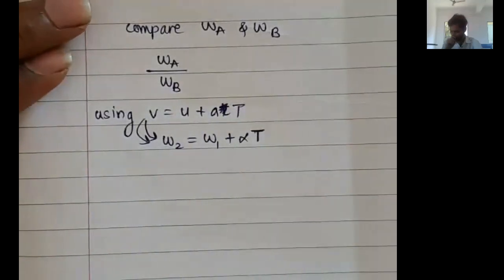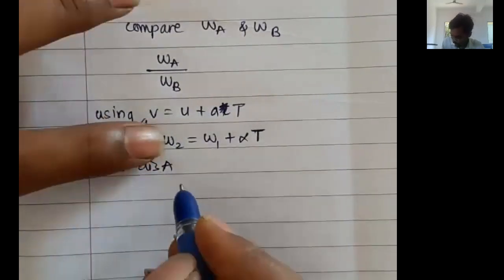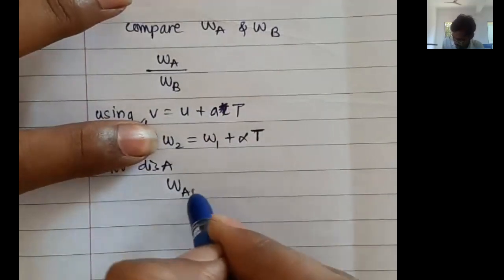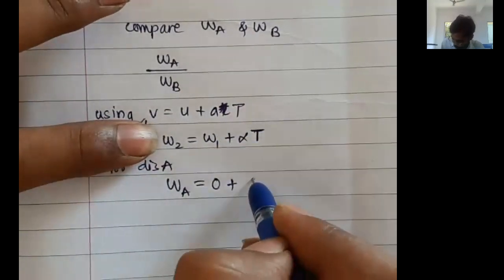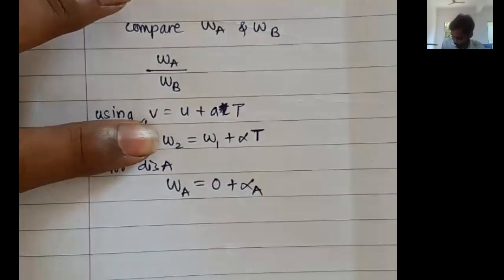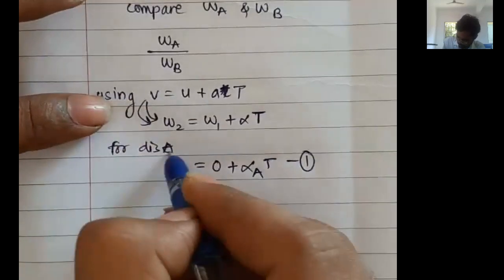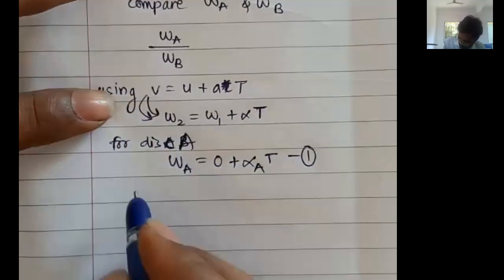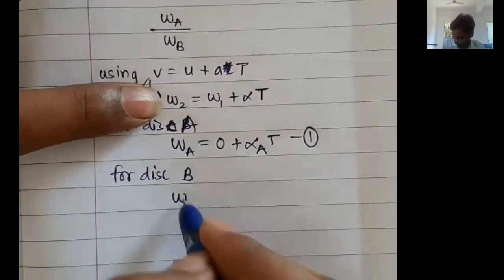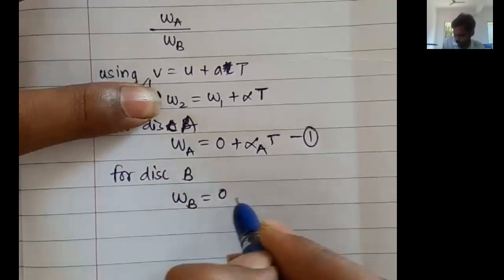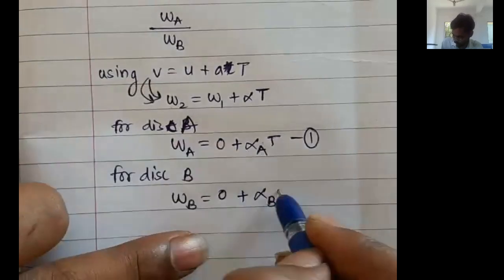Now here try to understand. For disk A, omega 2 means omega A. Initially both the disks were at rest, plus alpha, angular acceleration of A, into t. This is the first equation. Similarly for disk B, the same equation you have to apply. Final angular velocity omega B is equal to initial angular velocity 0 plus alpha B, angular acceleration of B, into t.